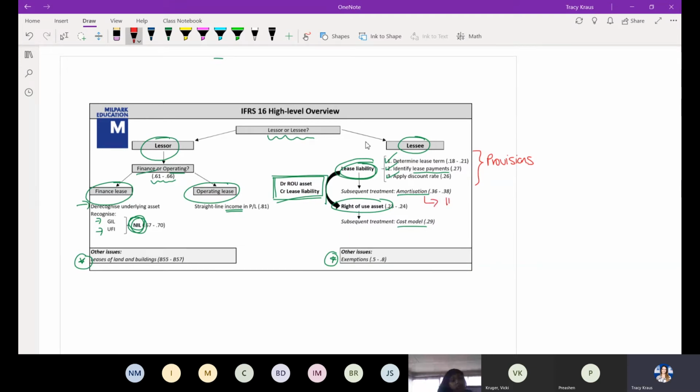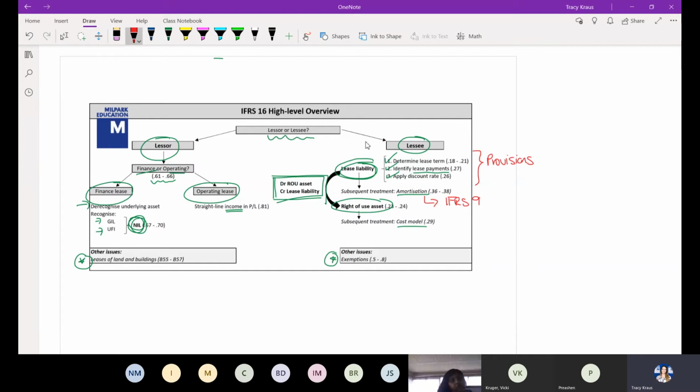Then the subsequent treatment of the lease liability, which is amortization, is exactly the same process as what you saw in terms of IFRS 9 with our financial instruments. So we saw how to amortize both a financial liability and a financial asset. Because we're looking at a liability, this is more similar to the amortization of a financial liability, but it's exactly the same process. So it's a similar concept for you to apply to the lease liability.